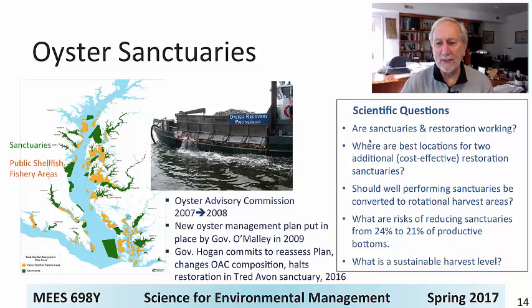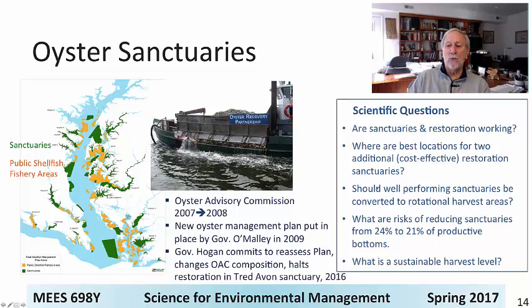So the scientific questions before us are: are these sanctuaries and restoration working? There was a 5-year review of the sanctuaries by the Department of Natural Resources, and some of them are working well in terms of building biomass and spawning potential. There's also a review of the Harris Creek Sanctuary, which showed, again, that they were meeting the requirements. So we've been past that with some difficulty, I should say. And now we're looking to determine where the best locations for 2 additional sanctuaries should be in the lower bay, probably the lower Maryland Bay.